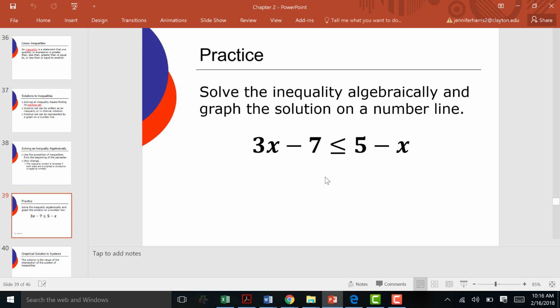So if I plug in a 3, will that make this side less than that side? Yes. If I plug in a 2, will it make this side less than that side? Yes. Well, let's try it and see. Just to prove it, I'm going to plug in a 2. So if I plug in a 2, I've got a 2 here. 3 times 2 minus 7 is less than or equal to 5 minus 2. All right, well, let's do the math. What's 3 times 2? 6. And what's 6 minus 7? Negative 1. Okay, so I've got a negative 1 on this side. And over here, what's 5 minus 2? 3. Is negative 1 less than 3?